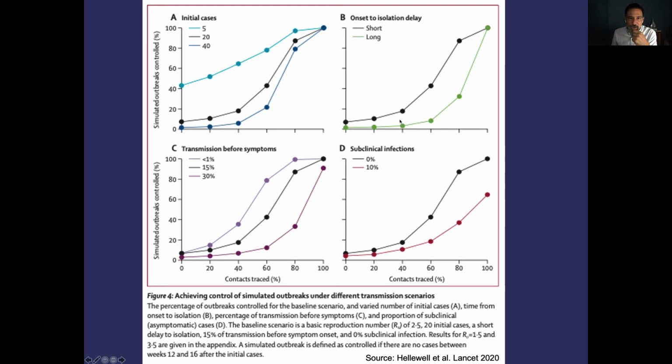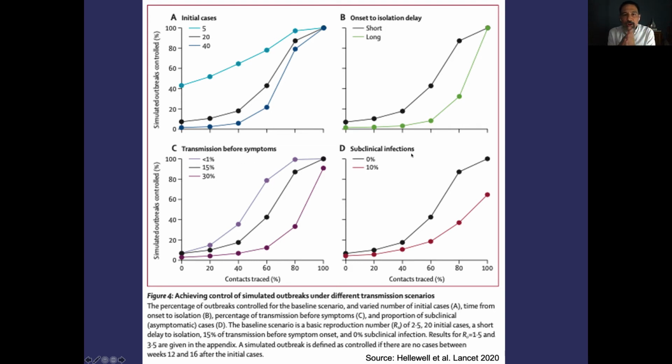And when the delay is long, you need to trace a much higher proportion of contacts in order to get outbreaks under control. And similarly, when you have a lot of transmission going on before the development of symptoms, it's very hard to control the outbreaks until you can get out to a very high proportion of tracing all of the contacts. 100% here will get you controlling most of the outbreaks. And lastly, you can see subclinical infections.